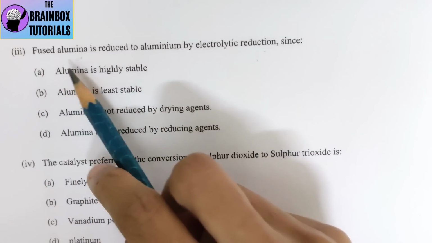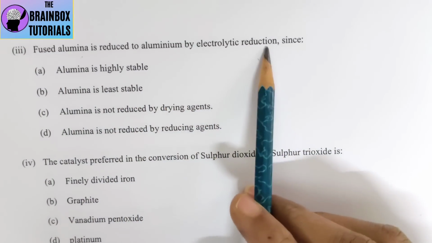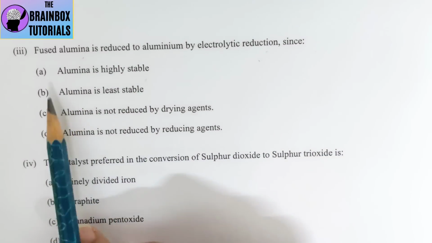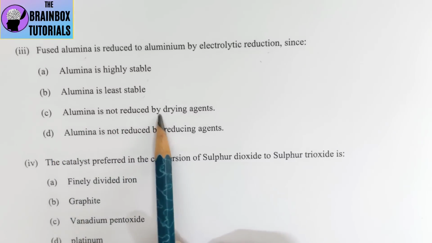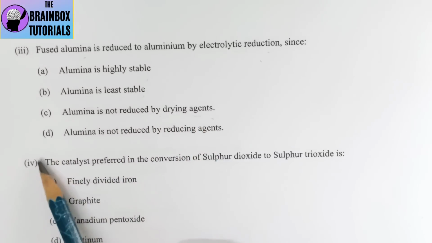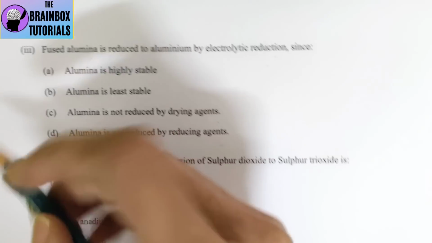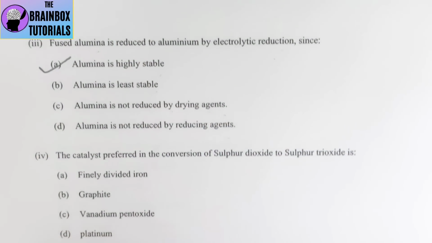Number 3, fused alumina is reduced to aluminium by electrolytic reduction since number A, alumina is highly stable, number B, alumina is least stable, number C, alumina is not reduced by drying agents, number D, alumina is not reduced by reducing agents. So number A, alumina is highly stable is the correct answer.